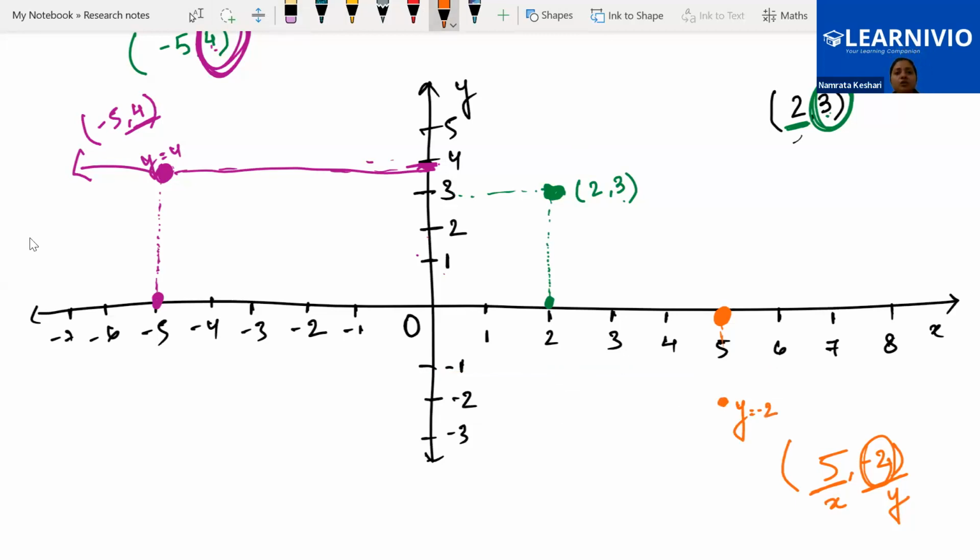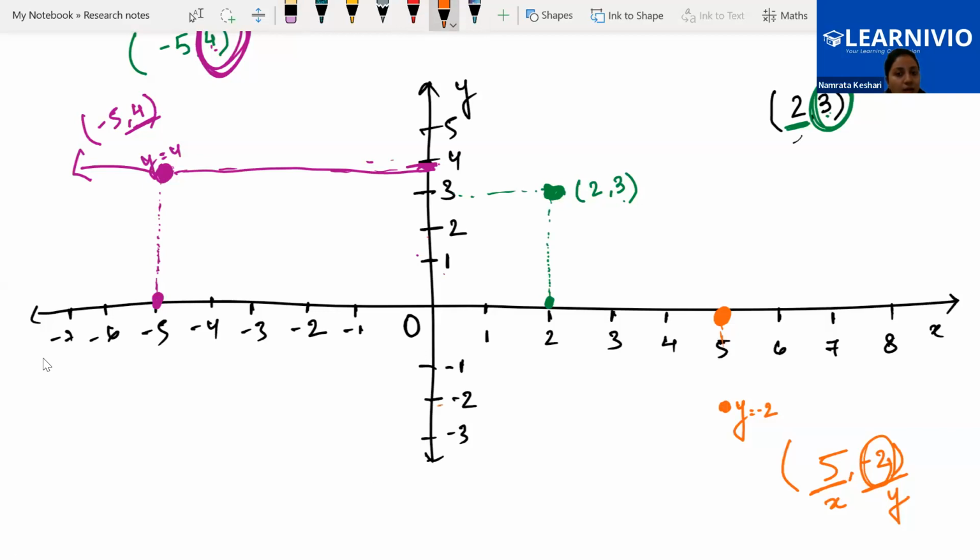How did I understand that here y is negative 2? I just stopped parallel to y negative 2. I just stopped over here, and that is the location. We don't have to make the line, we just have to stop. We just have to move from 5 towards the downward direction, keep on moving, and stop where you think that y is -2.